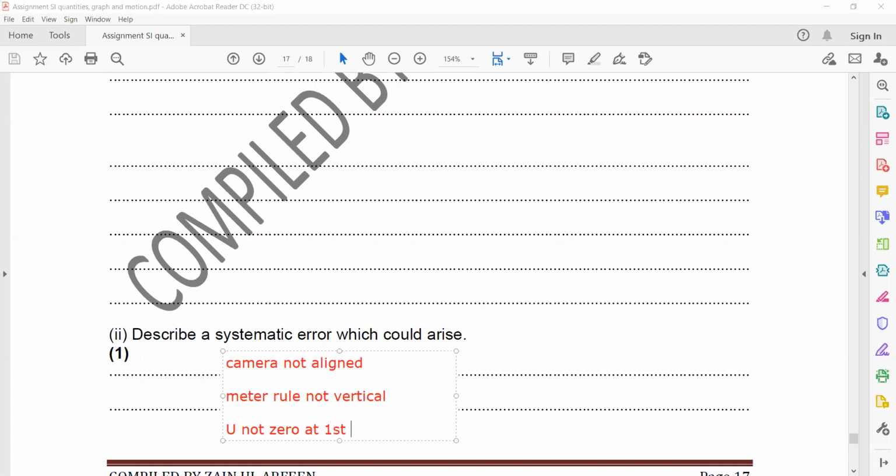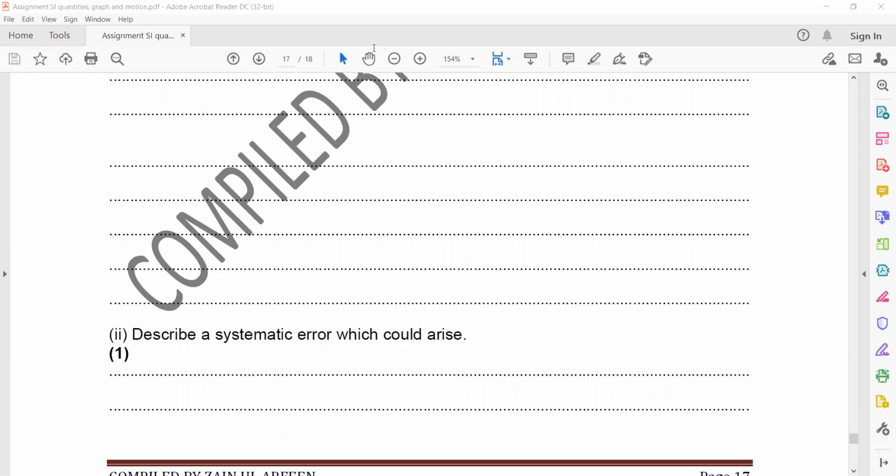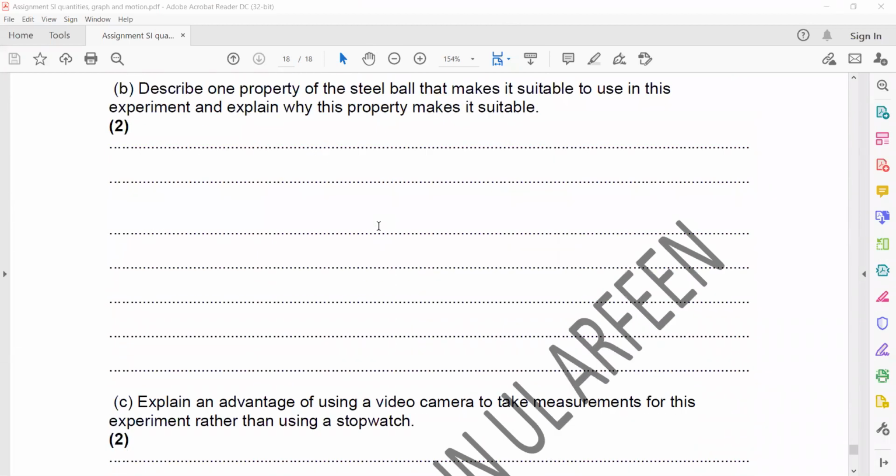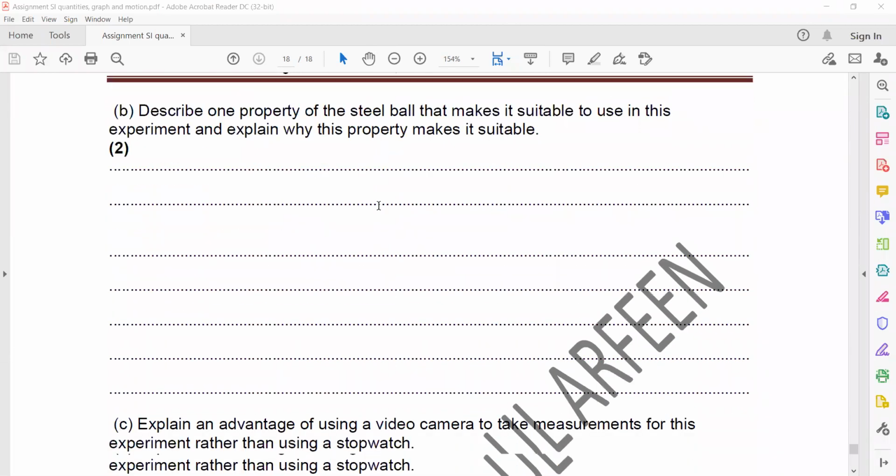At the first image which we captured, so these might be the systematic errors which lead to wrong values of acceleration due to gravity. Describe one property of a steel ball that makes it suitable to use in this experiment and how this property makes it suitable. So why are we using a steel ball?